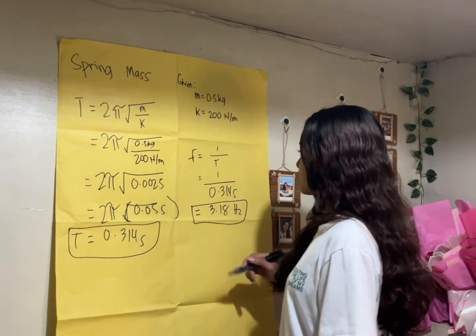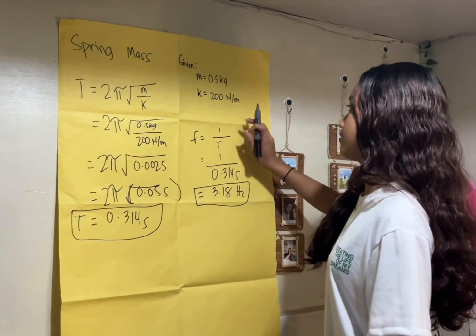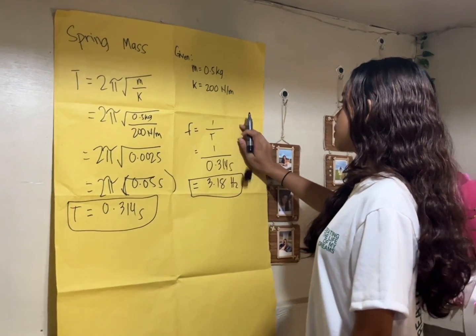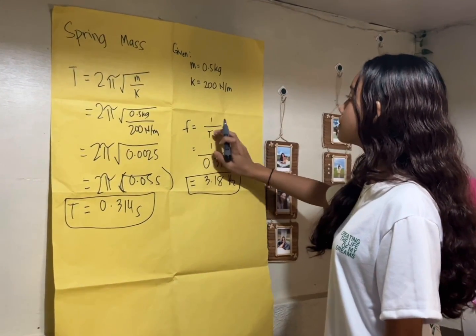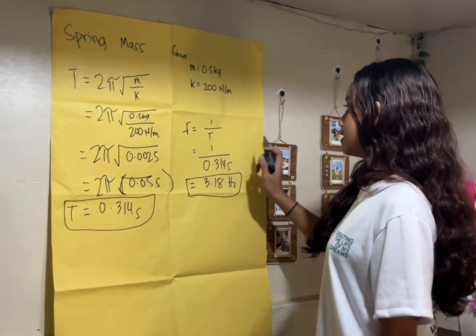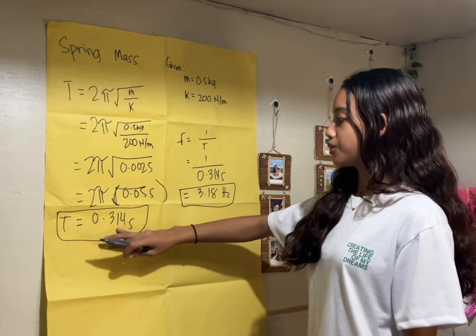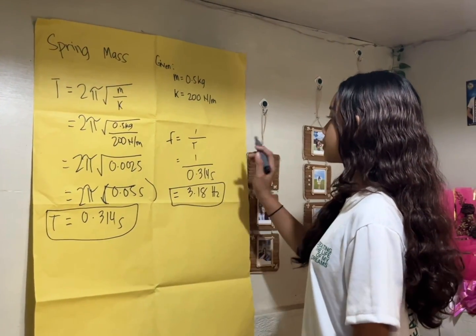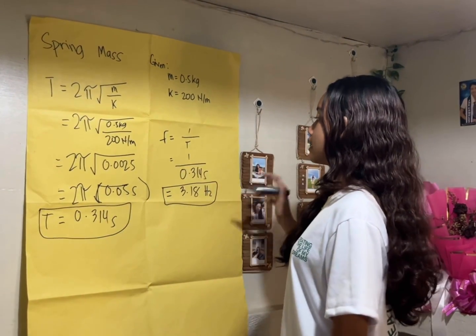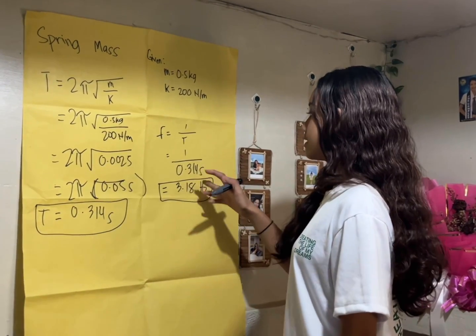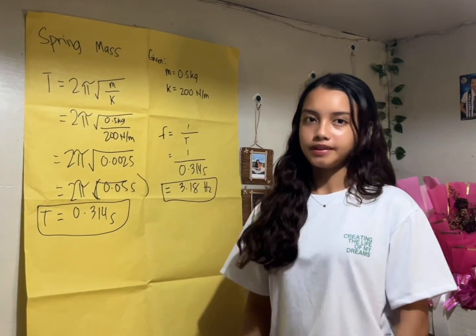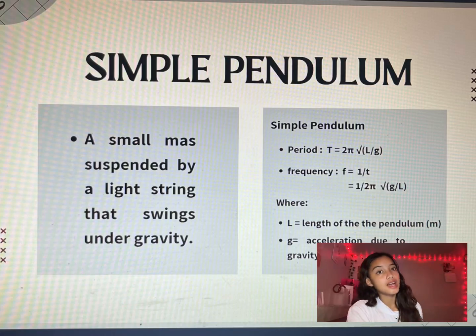So our final answer is 0.314 seconds. Next is the f. f is equal to 1 over T. Next is 1 over our time, which is 0.314 seconds. You're gonna put it here, and our final answer is 3.18 hertz. Thank you so much. So next, we're going to tackle the simple pendulum.